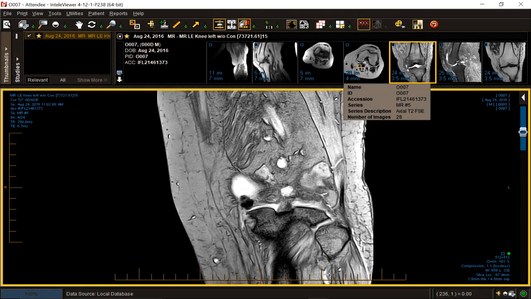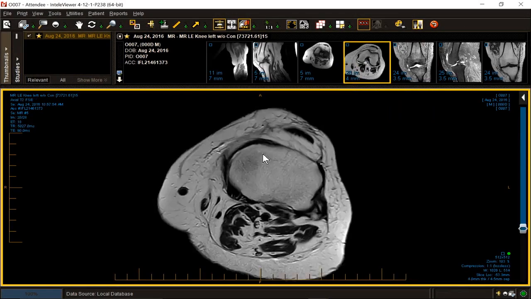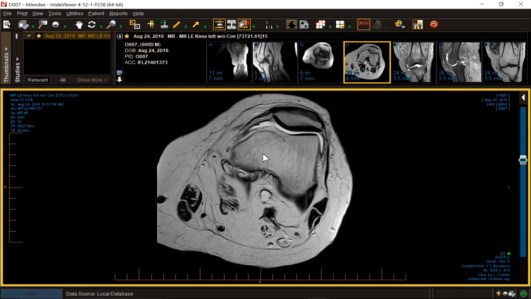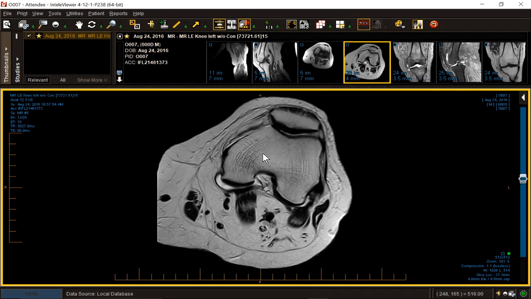So I usually begin my case evaluation one up. I usually start with my axials. While you're scrolling and looking, I'll give you the history: chronic anteromedial knee pain, history of meniscal surgery in 1994. I'm always interested in the age. The patient is 65.